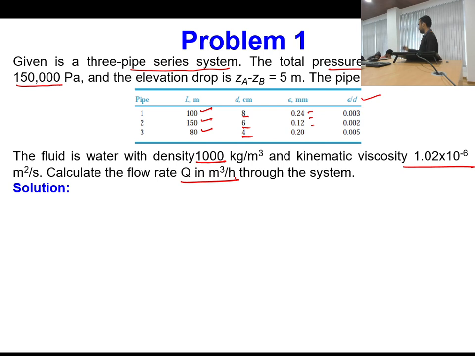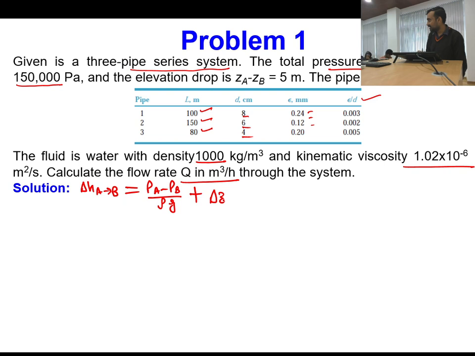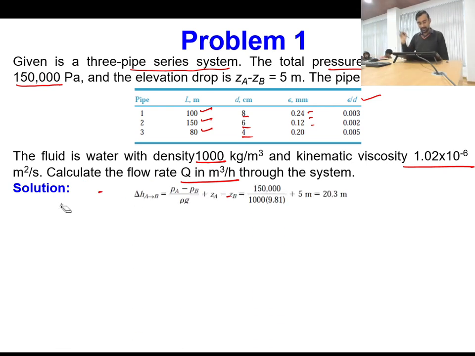So how can we calculate it? Please tell me, what is the first thing we need to do? What is total head loss? If I have to calculate delta H from A to B, what will it be? Going by the generic definition of head loss, it is PA minus PB by rho G plus delta Z, which is ZA minus ZB. First I have to estimate the total head loss. If you calculate, it is 20.2 meters.